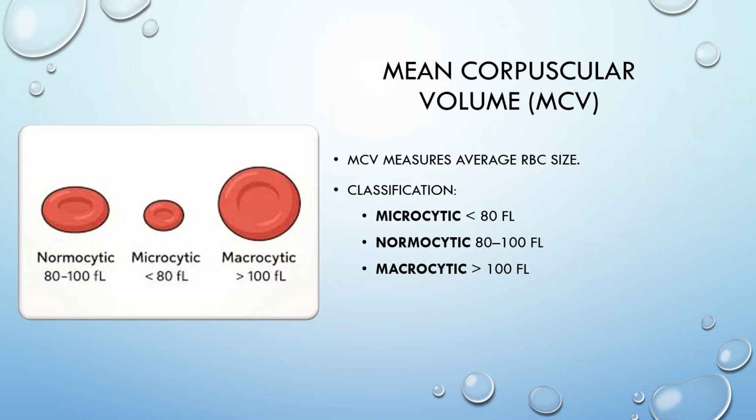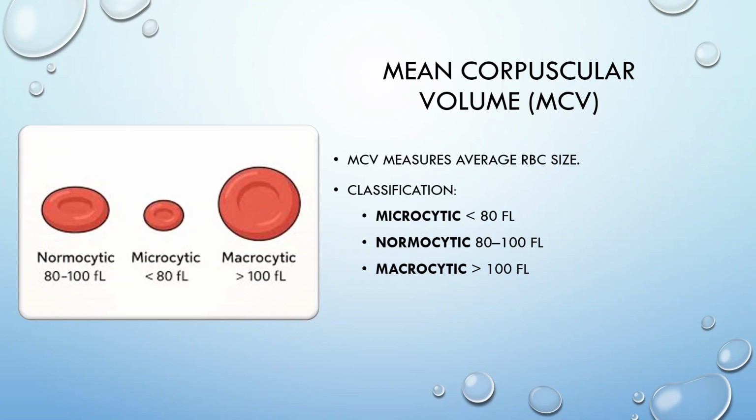Let's start with the first and probably most commonly used red blood cell index, the mean corpuscular volume, or MCV. MCV measures the average size of the red blood cells in a sample and is reported in femtoliters, abbreviated small f, big L. Based on the MCV value, RBC populations are generally classified into three categories.